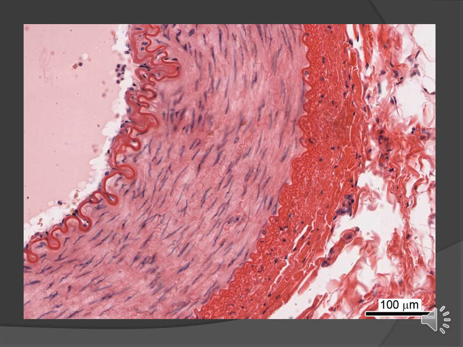We can see here elongated nuclei of smooth muscle cells. Tunica adventitia consists mainly of connective tissue. We have here three very well defined layers: tunica intima, tunica media, and tunica adventitia.